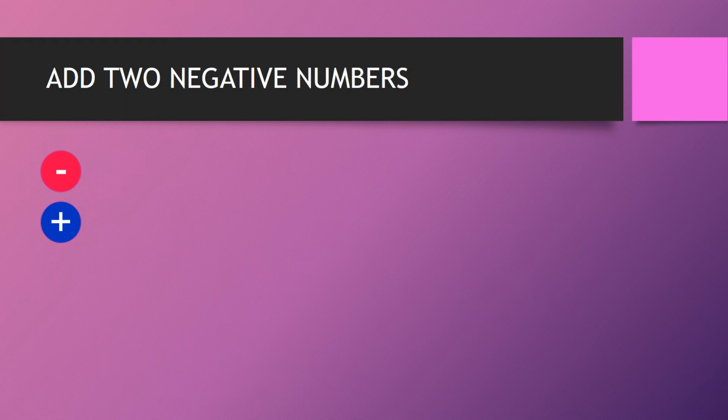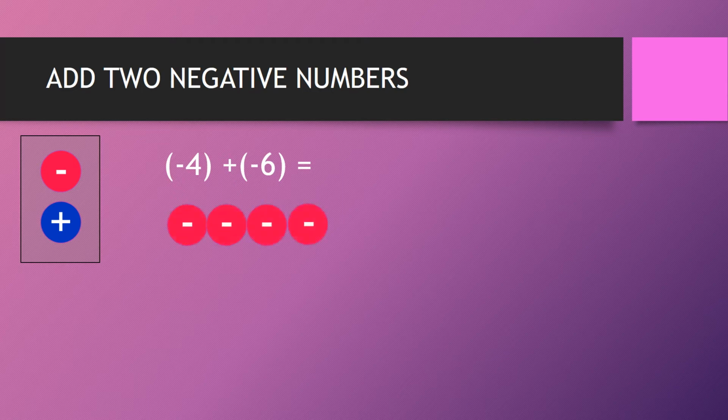We now continue with how to add 2 negative numbers. For example, I'm going to use these numbers, negative 4 and negative 6. Remember, the red circle represents the negative numbers, and the blue circle represents the positive numbers. In my addition, I don't have positive numbers. Now what I'm going to do is select 4 red circles and another 6 red circles.